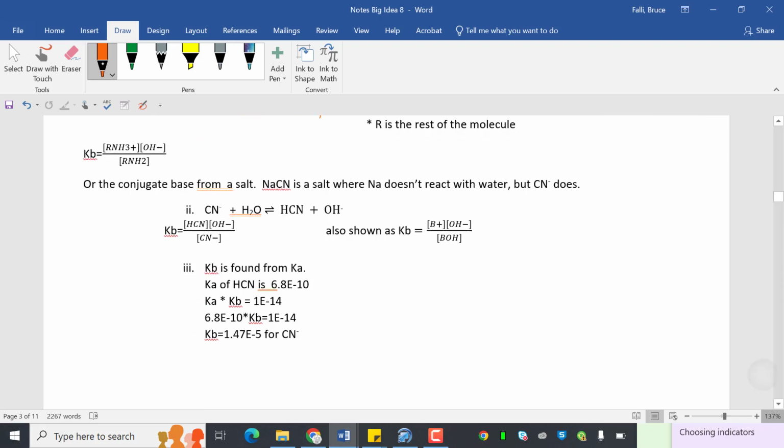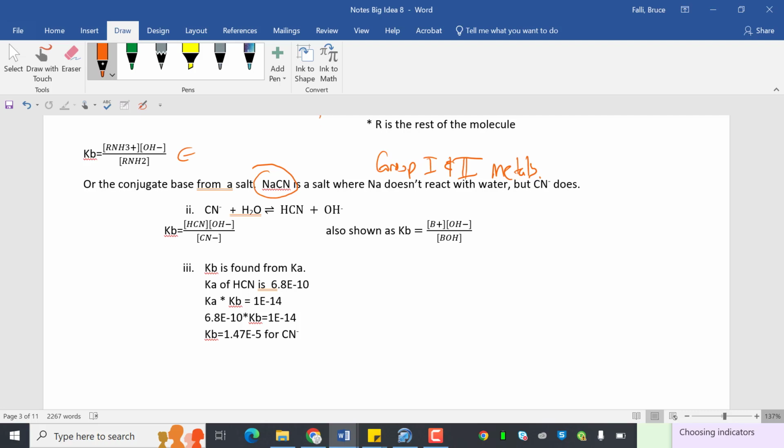Kb, right, in the same deal right here. Conjugate base from a salt. So notice if I have NaCN, conjugate base from a salt, NaCN is a salt where Na doesn't react with water, but CN does. The ones that don't react with water are group 1 and 2 metals because they make strong acids and bases.